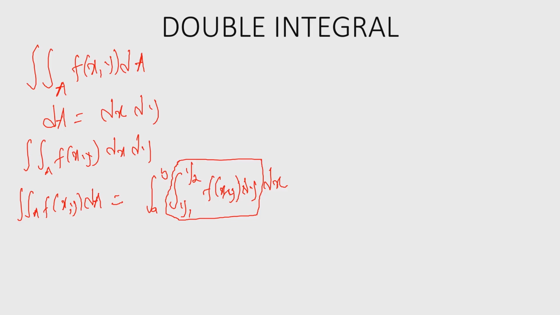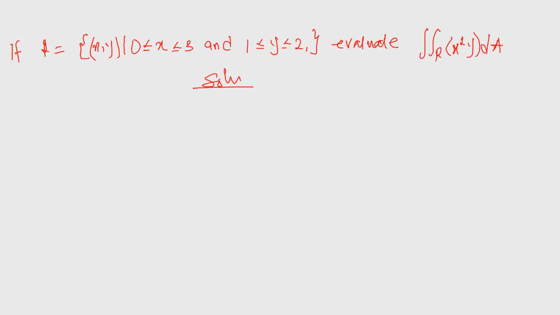Let's see how this works in an example. This is what you are to integrate: the integral of x squared y. Don't forget that dA is equal to dx dy. What this R simply means is the boundary, and when you read from the question, the boundary for x is given as 0 to 3, and for y is given as 1 to 2.